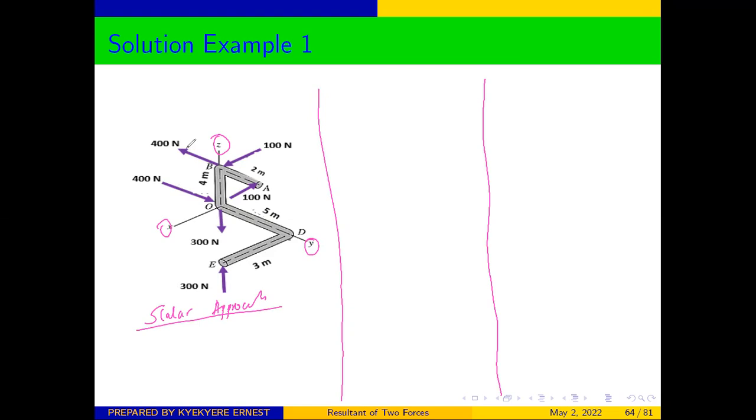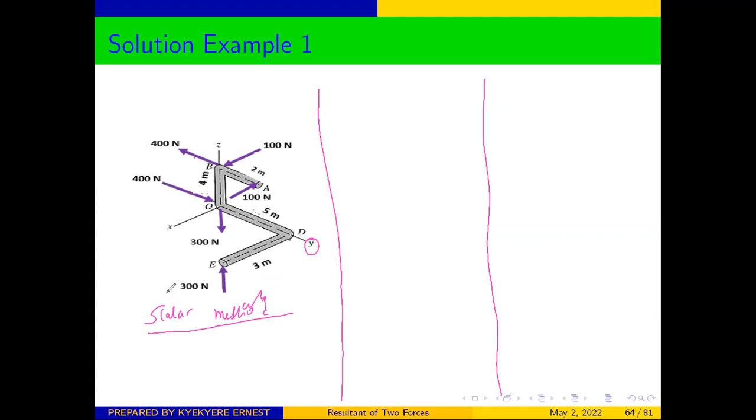Now, we see that this and that is forming a couple. This and that is also forming a couple. This and that is also forming a couple. Therefore, in the scalar method, we are still using the scalar method. So what we are going to do is analyze the individual couples separately.